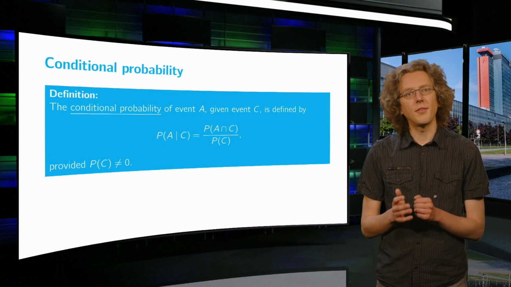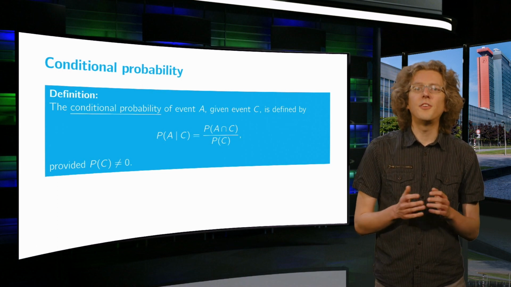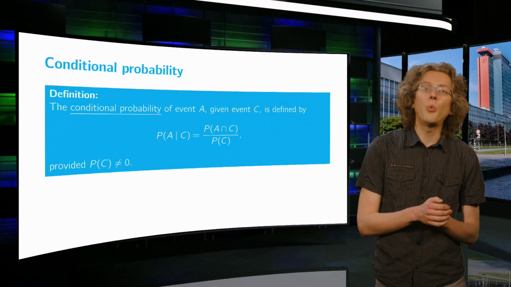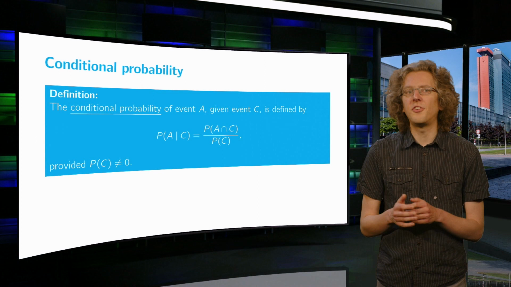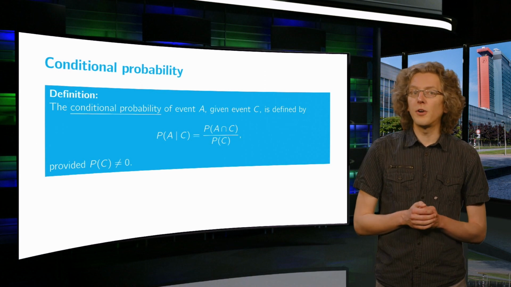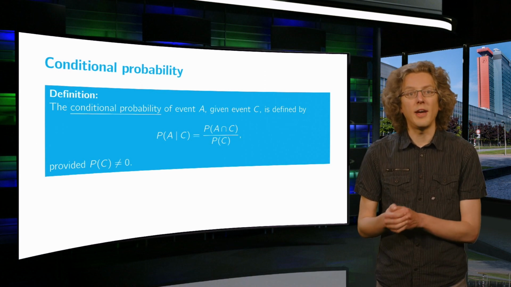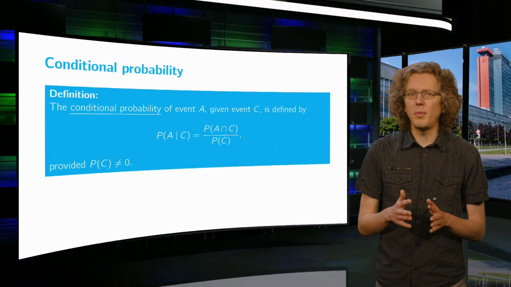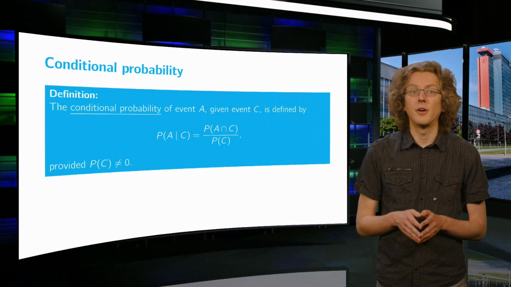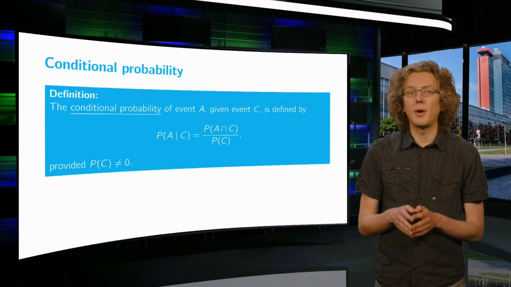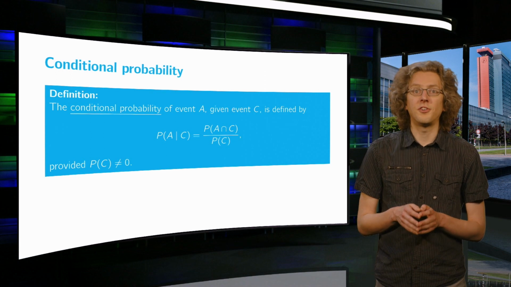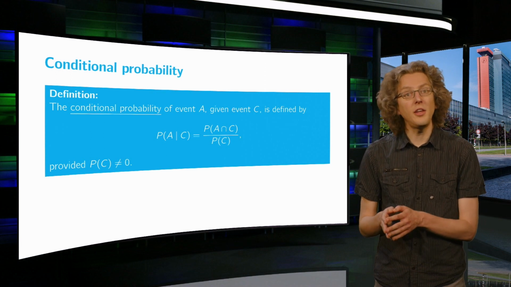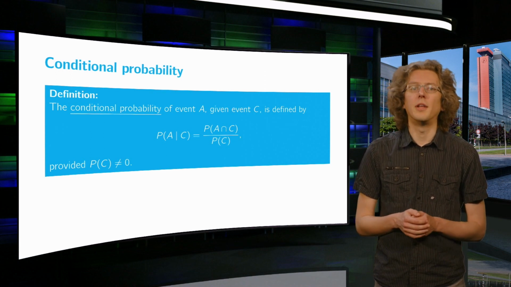We can make sense of this definition by thinking of conditioning on an event as reweighing our probability space. As we already assume that C has occurred, we are no longer interested in probability P of A, but rather of the probability that A and C occur, their intersection probability. The division by P of C serves as a normalizing constant, such that P of omega given C is 1, as it should be by definition.